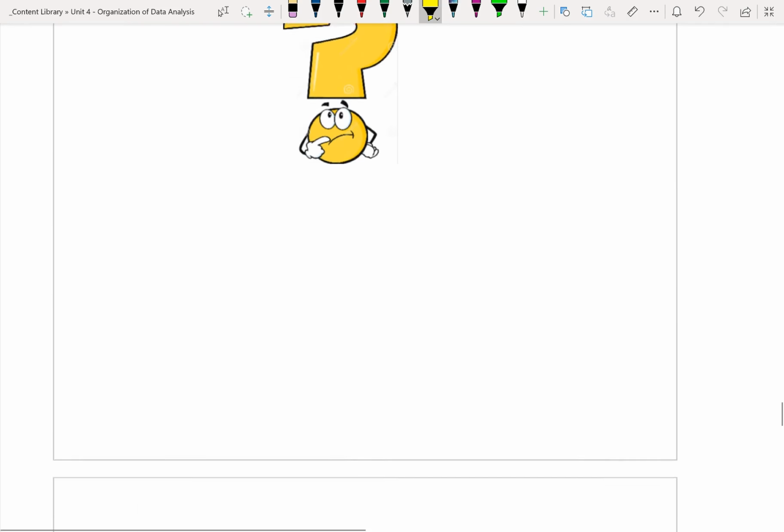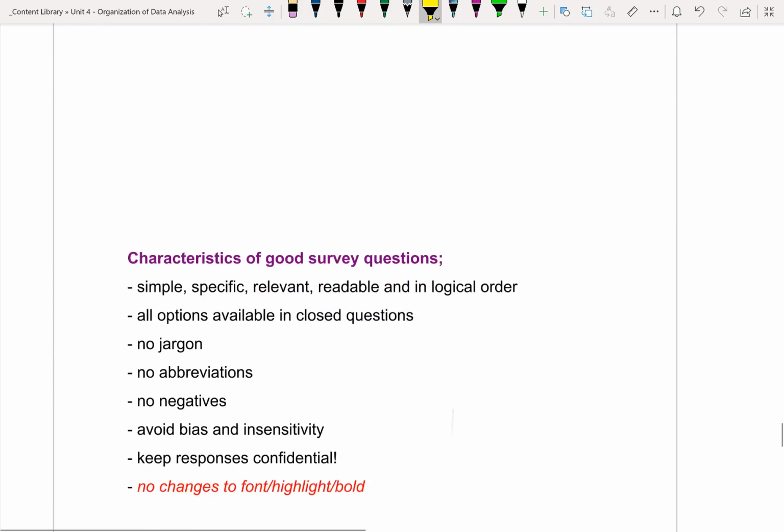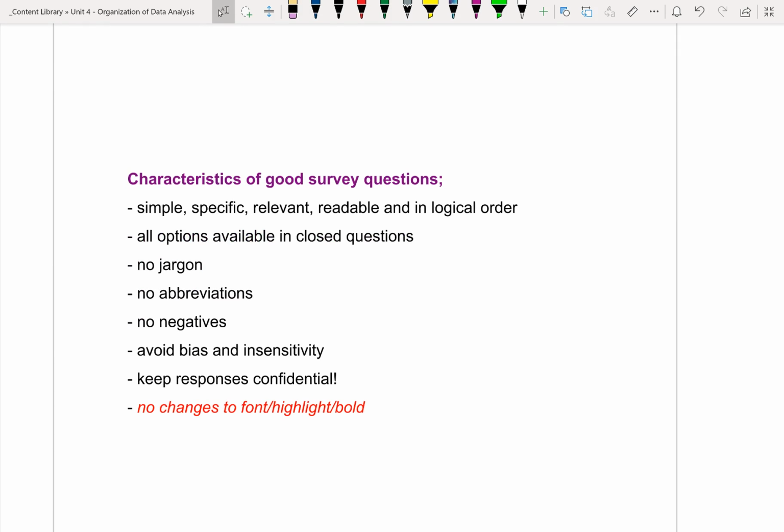So with surveys, there are characteristics of good survey questions. You want to make sure that they're simple, specific, relevant, readable, or legible, and in logical order, right? You don't want to have questions jumping all over the place. You want to make sure that the questions make sense when you're reading them. You want to make sure that it's specific, it's simple, and it's relevant to what you're looking for.